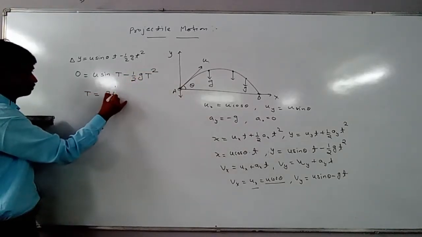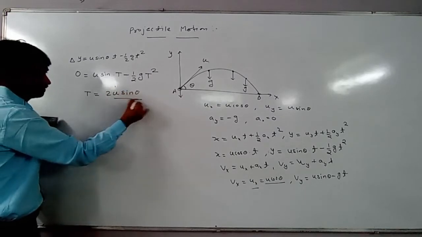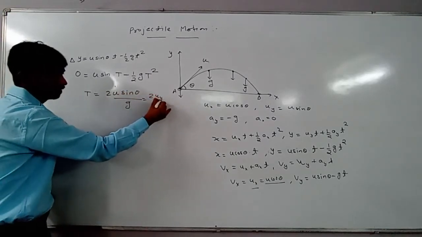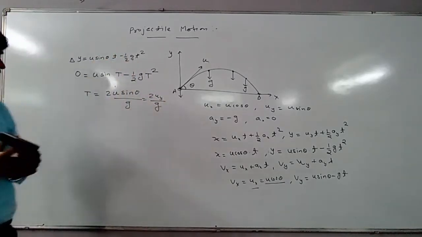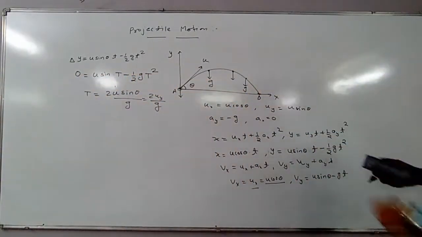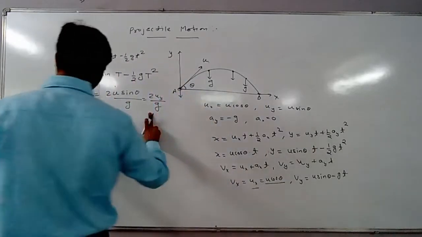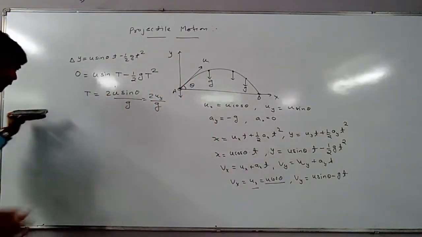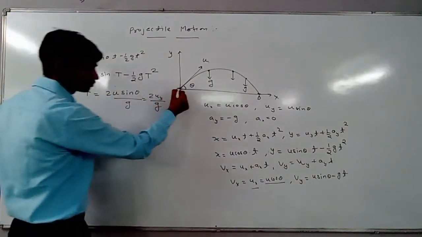So t is equal to 2u sin theta by g, or you can write 2uy upon g. This is the time of flight. Write down this time of flight, and if you want to remember it, you can.